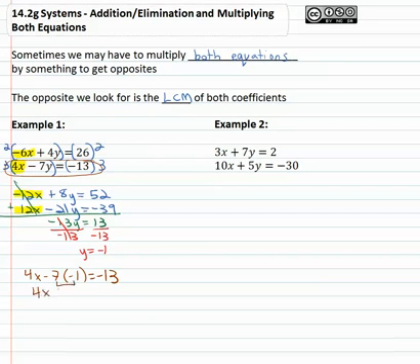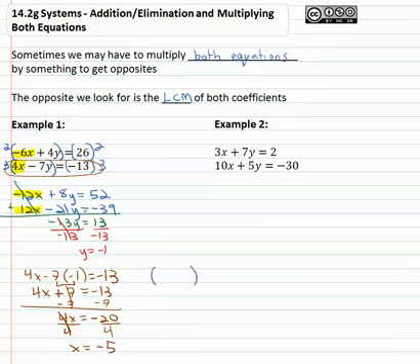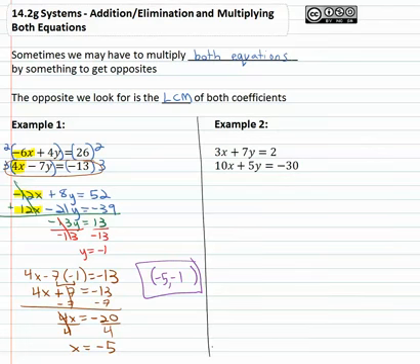Multiplying together, simplify before we solve. 4x plus 7 equals negative 13. Subtract 7 from both sides. 4x is equal to negative 20. And finally, divide both sides by 4 to get our x is equal to negative 5. Our final solution then as an xy pair, x is negative 5 when y is negative 1. We have our solution.